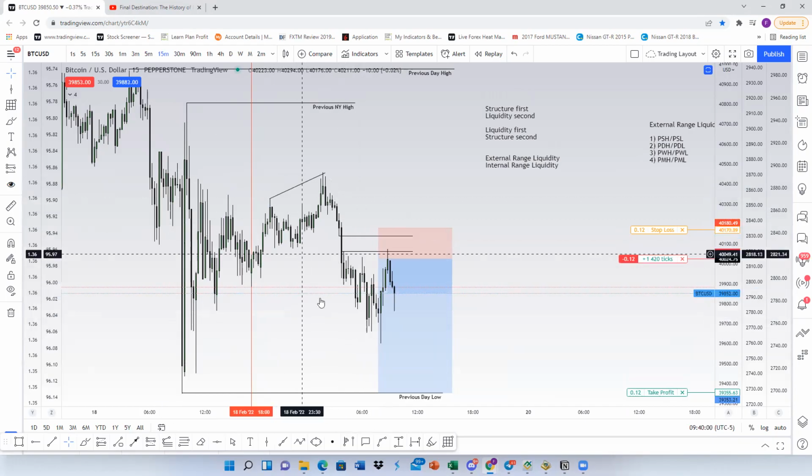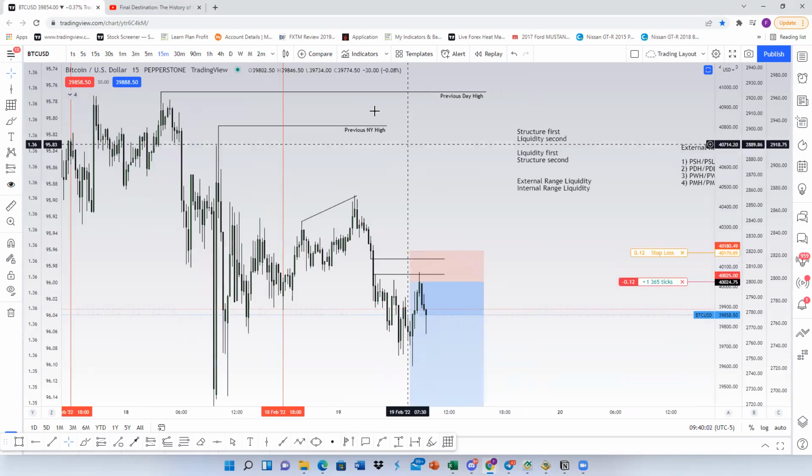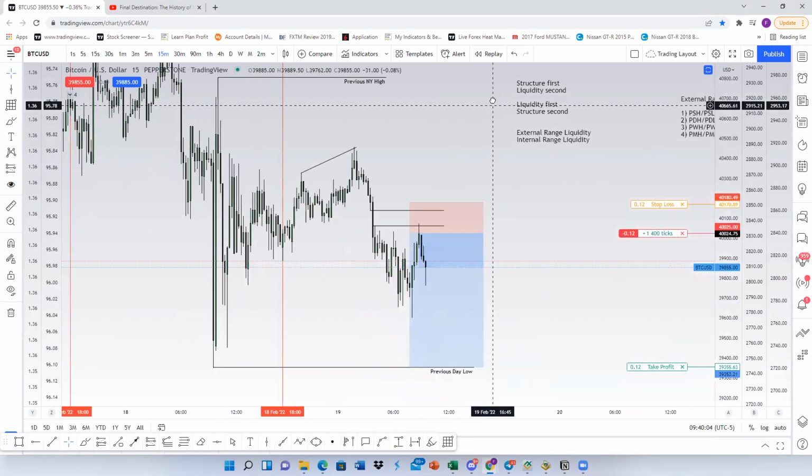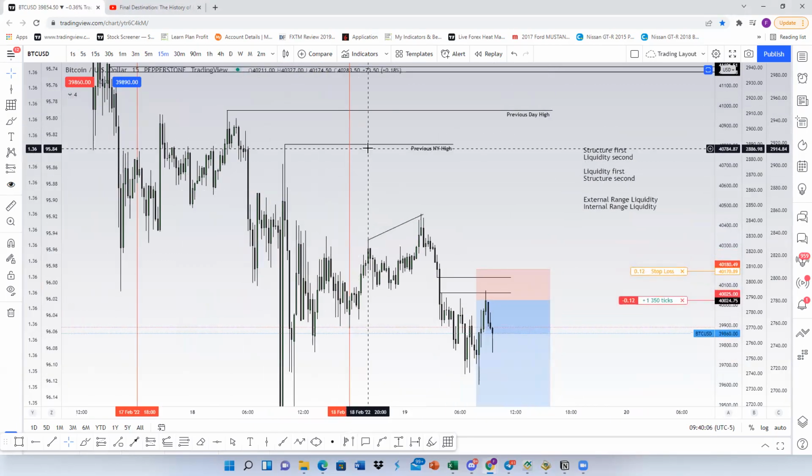So in order to support any further move, I personally want to see previous New York high, previous day high, previous London high, something like that. I want to see those get taken out, because those are the external range liquidity pools that will be used to fuel a move in the opposite direction.